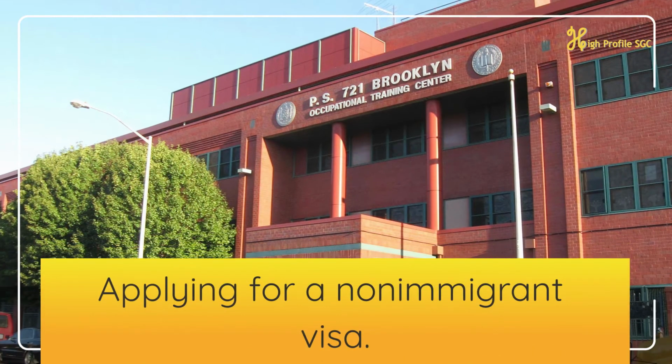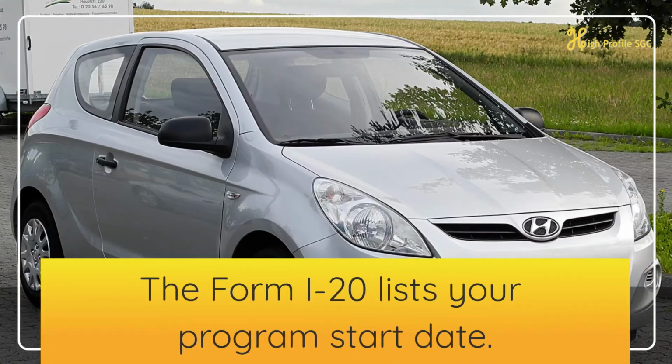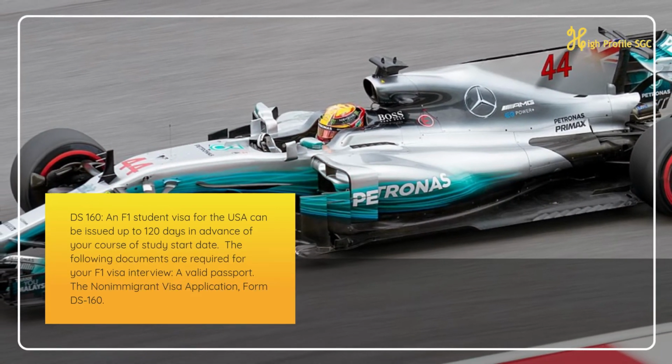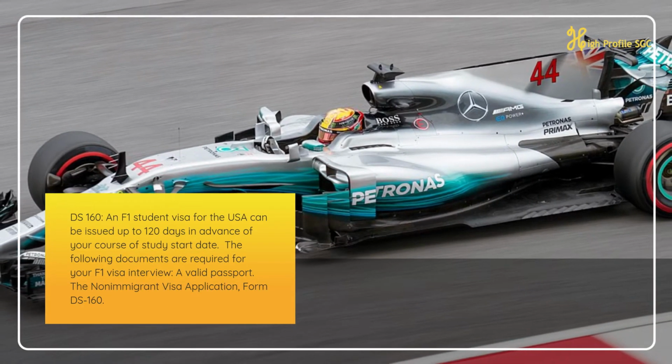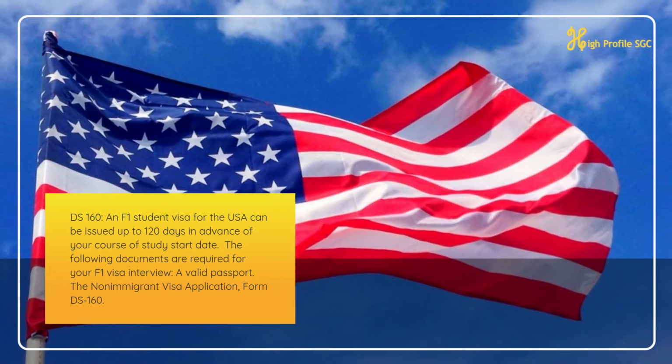Applying for a non-immigrant visa. The Form I-20 lists your program start date. DS-160: an F1 student visa for the USA can be issued up to 120 days in advance of your course of study start date.